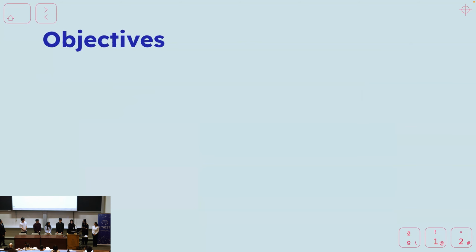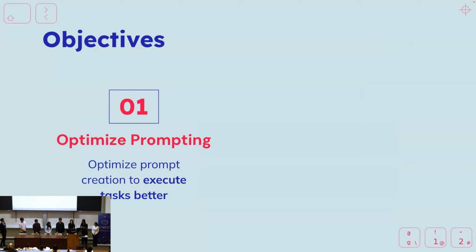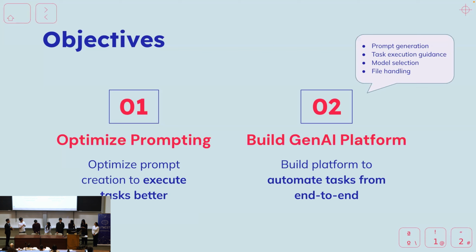Next slide. Okay, so the first objective is that we're going to optimize prompting for our users. So no matter what inputs they give it, it's going to create a clear, good super prompt. And the second objective that we have is to build a Gen AI platform that automates tasks from end to end for our users.